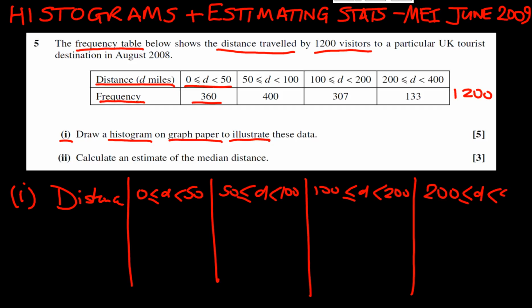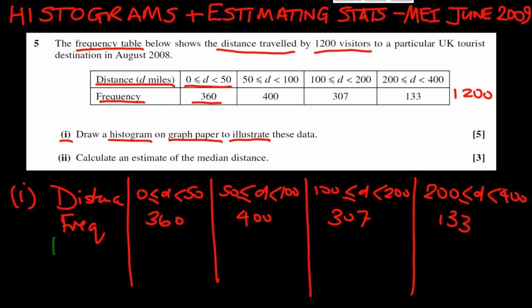Okay, what my thinking was. So here's our distances, and they've given us our frequencies. So those are the two givens, aren't they? 360, 400, 307, and 133. Okay, now we're going to calculate some figures.